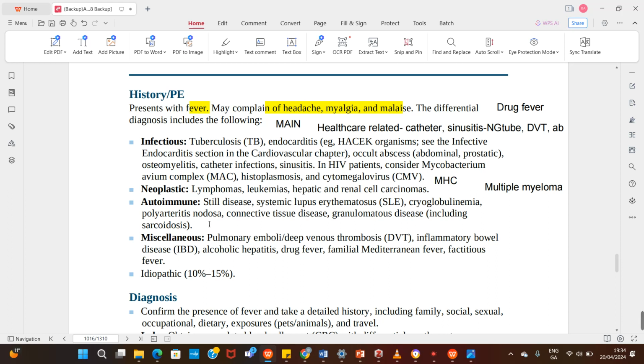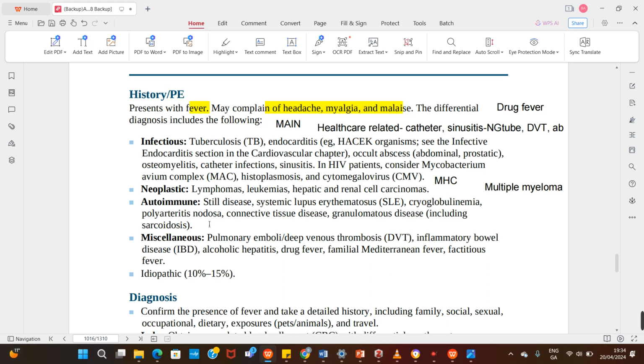Endocarditis. All those things they hide. Endocarditis within the heart. You won't know tuberculosis. You know, some people might have occult abscess within the abdomen, within the prostate. They're just there. You don't know.